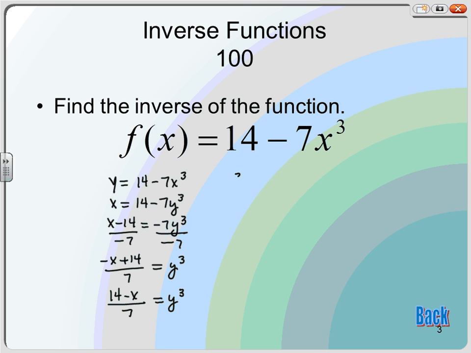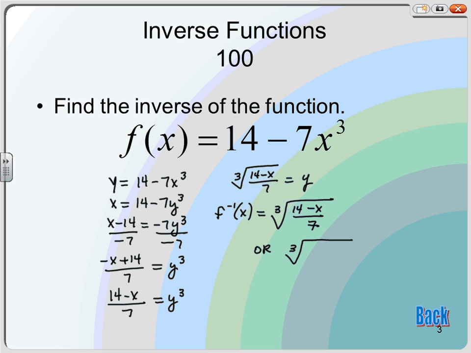And I take the cube root of both sides, so I get the cube root of 14 minus x all over 7 equals y. And y was f of x originally, but now since I switched my x and my y values, it's f inverse of x. So it's the cube root of 14 minus x all over 7. Or you might see it written as the cube root of 2 minus 1/7 x, or x to the 7, either way.